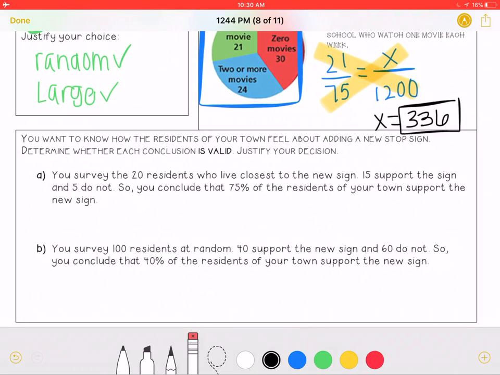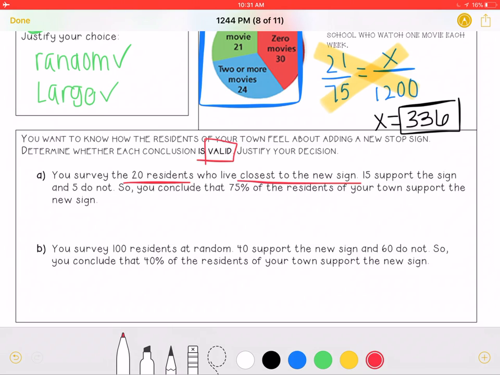And our last example here, you want to know how the residents of your town feel about adding a new stop sign. Determine whether each conclusion is valid and justify your decision. So we're saying whether or not these would give us valid results. Let's look at the first sample. You surveyed 20 residents who live closest to the new stop sign. 15 support the sign and 5 do not. So you conclude that 75% of the residents of your town support the new sign.